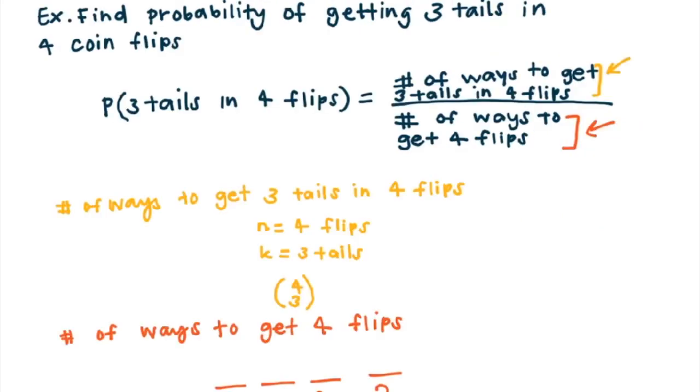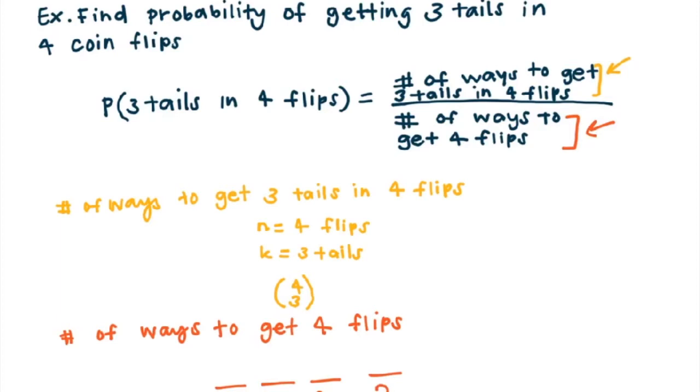In this next example, we're going to look at how to find the probability of getting 3 tails in 4 coin flips. So we want the probability of 3 tails in 4 flips. And the way that we get that is our numerator is going to be the number of ways to get 3 tails in 4 flips divided by the number of ways to get 4 flips. So I've indicated the numerator with a yellow arrow and the denominator is noted with an orange arrow.